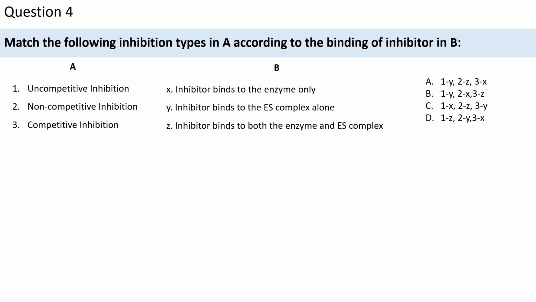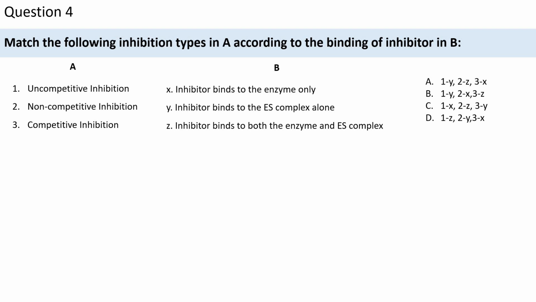So question 4, match the following inhibition types in A according to the binding of inhibitor in B. What is being given here in option A? Uncompetitive inhibition, non-competitive inhibition, and competitive inhibition.